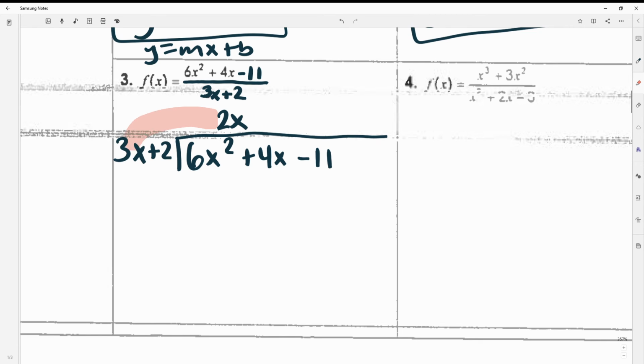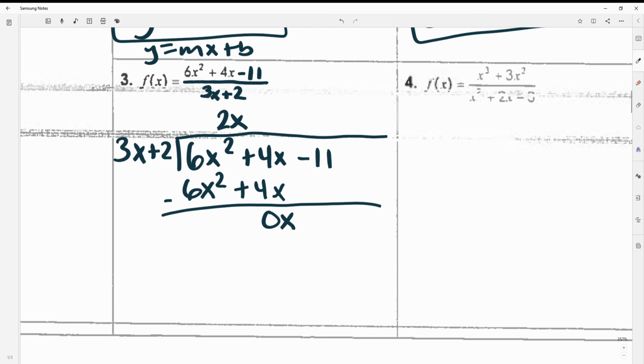So I'm going to take this and multiply, right? 2x times 3x is 6x squared. And then it gets done again, but to the 2. So 2x times 2 is 4. Then, just like we do when we regularly divide, we're doing the same thing again. Both of these end up canceling out. I get 0x, and then this is just going to come down and be minus 11.